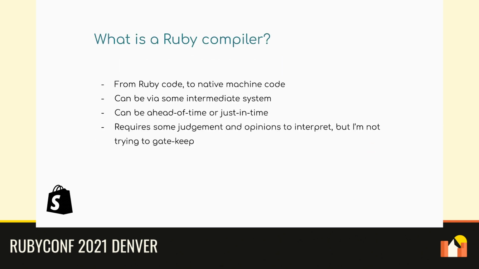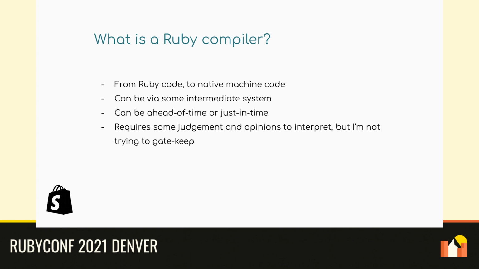So what do I mean by a Ruby compiler? For my purposes, I mean something that goes from Ruby source code to native machine code, which can really run on your processor in your machine. Now that could be via some sort of intermediate system, so some sort of library or other system that generates that machine code on your behalf. But the point is it needs to go all the way down to generated machine code. So in this talk, I'm not including things like YARV, which is a compiler to Ruby bytecode that is then interpreted, and that's how MRI works.